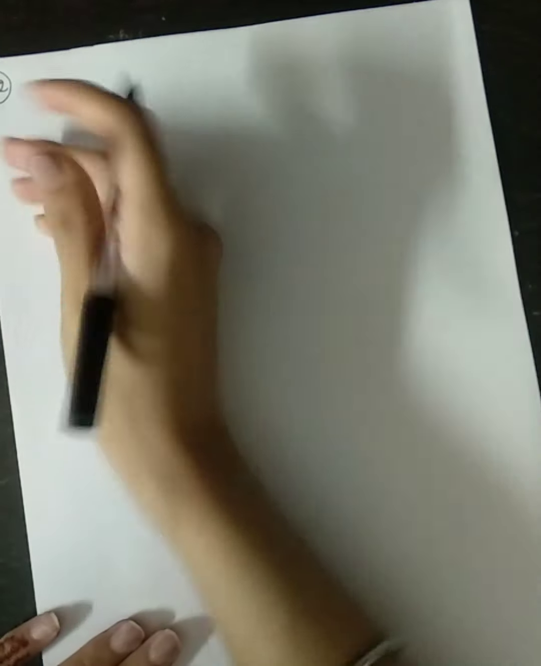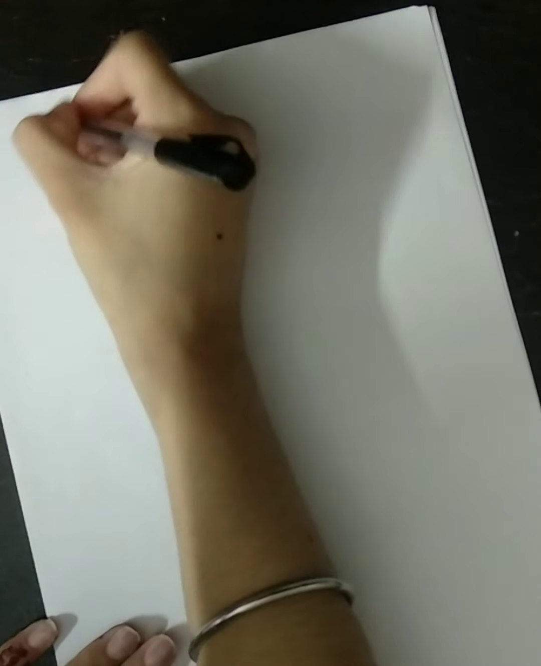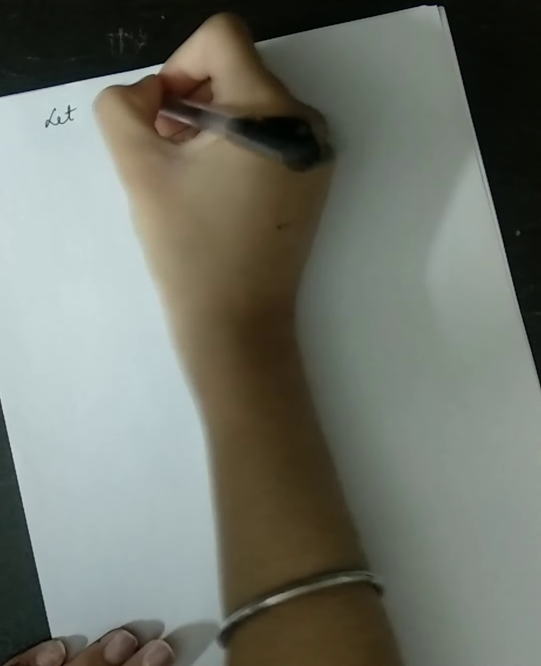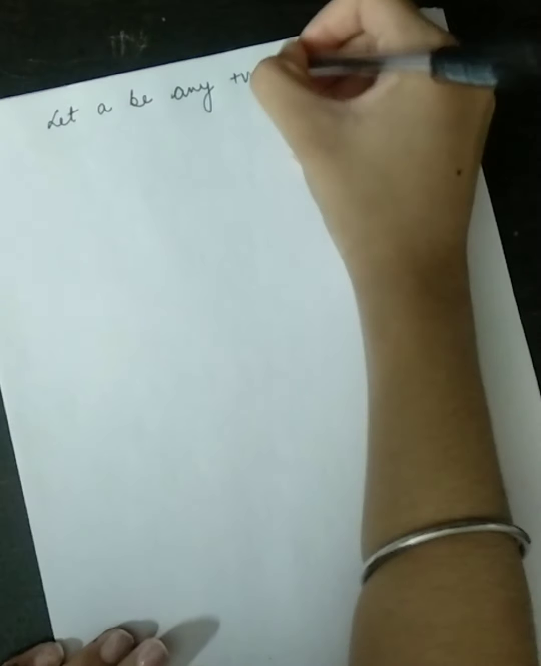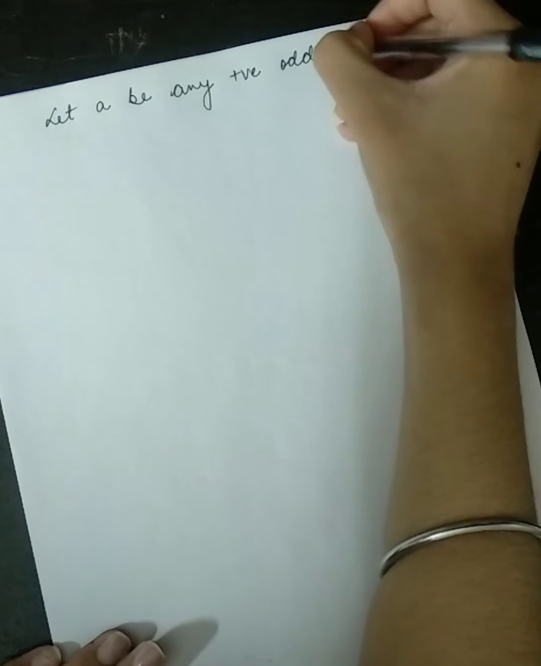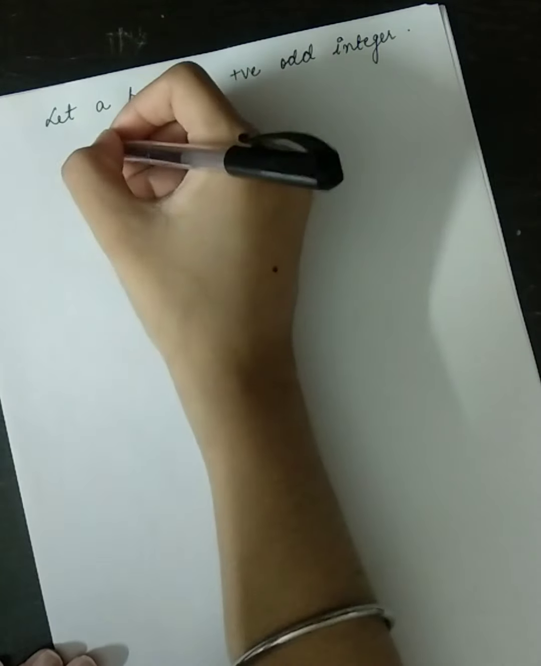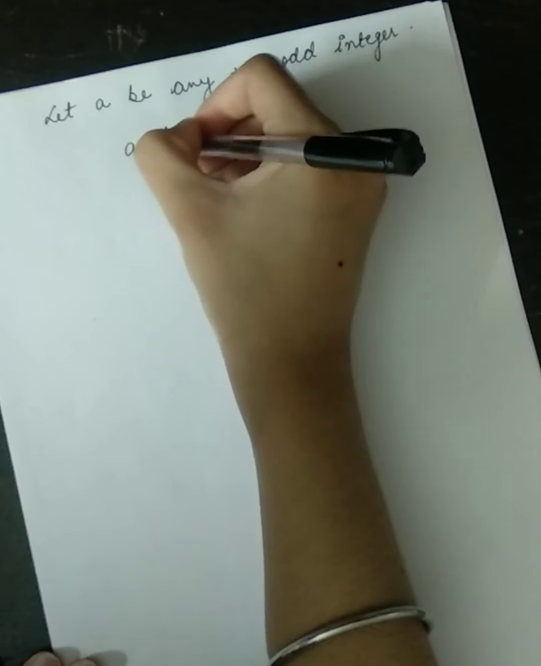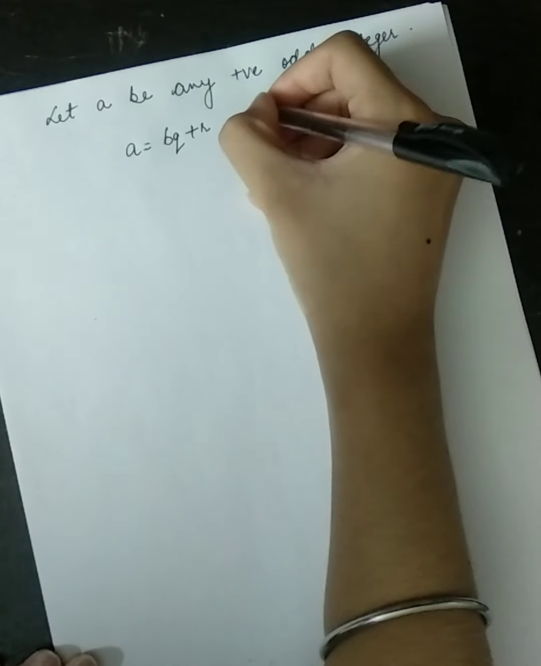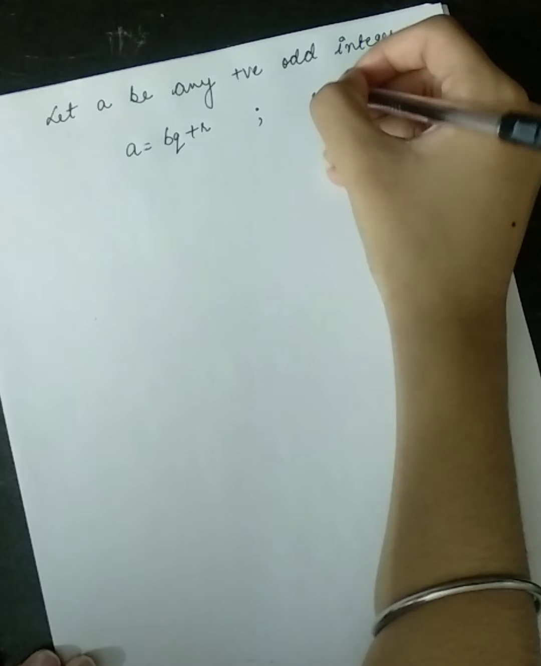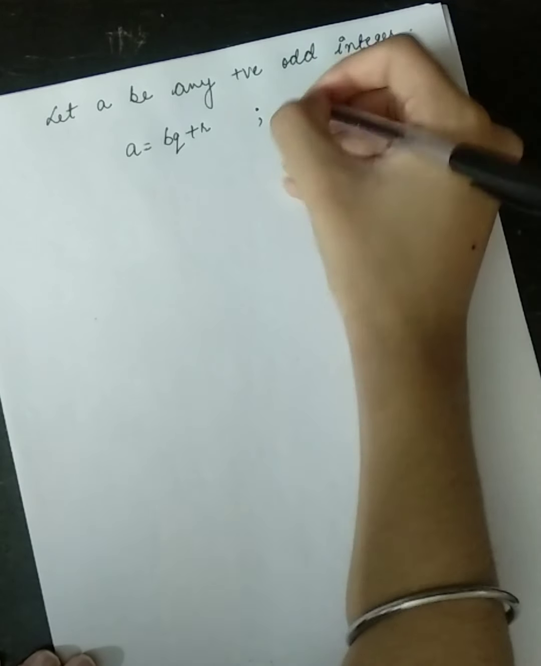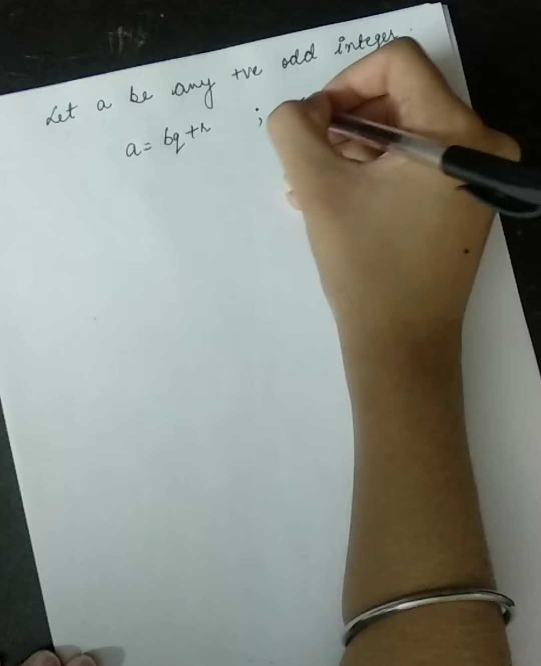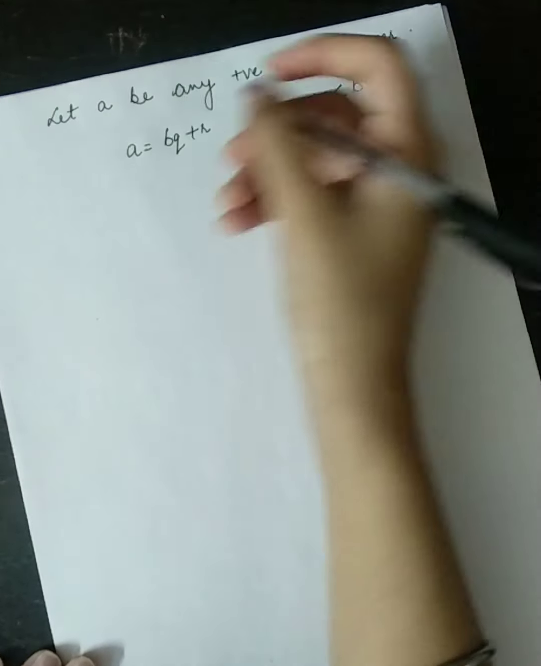Solving the second question, let a be any positive odd integer. So, according to Euclid's division lemma, a is equal to bq plus r, where r is smaller than b and greater than or equal to 0.